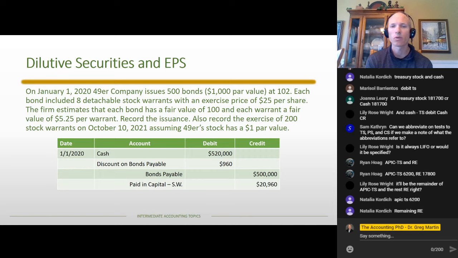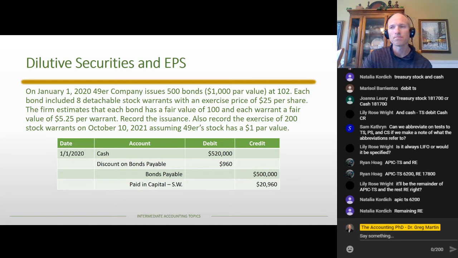And then of course we have the stock warrant amount, which goes in a paid-in capital account. Remember that contribution, the $20,960, was a contribution that bondholders made to have the right to exercise those stock warrants. When they exercise the stock warrants, that's a different situation. But right now, they've paid money just to have the right. And so that is a contribution that they've made as quasi-owners, potential owners in the company.